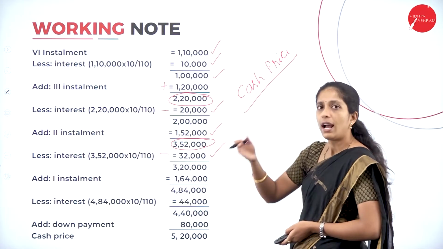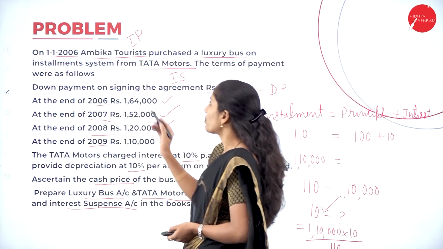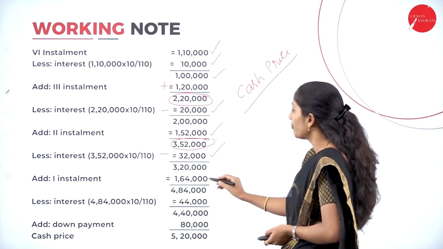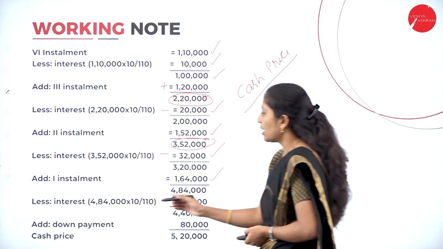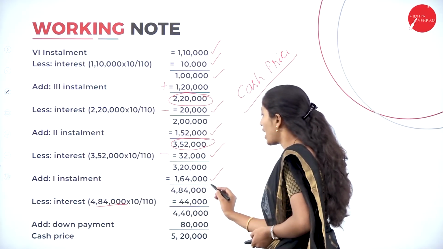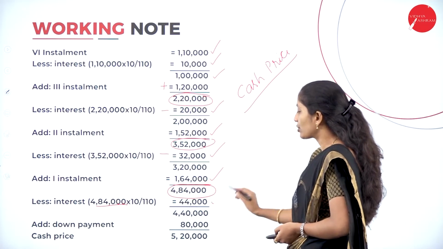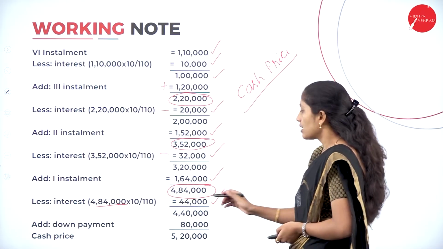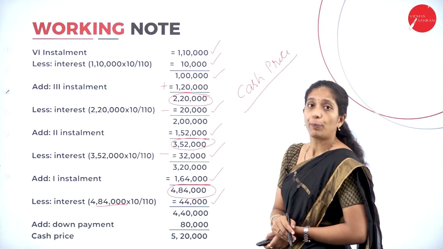Now, what you have to do? Add once again the first year installment. The first year installment is how much? 1,64,000. Now, less first year interest. When you add, we'll get 4,84,000, into 10 divided by 110. So we'll get 44,000. So 4,40,000 is the amount payable.